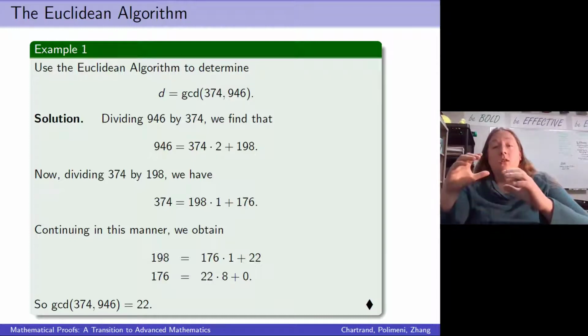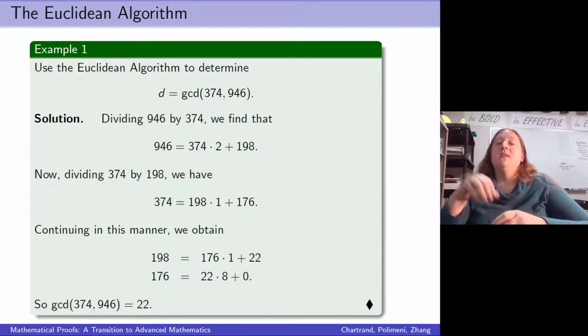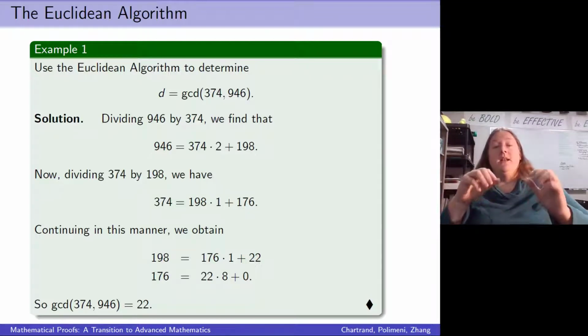So we'll take the larger of the two numbers that we want to find the GCD of, so 946 in this case, and we'll divide it by the smaller of the two numbers, 374 in this case. So when I do the division algorithm here, I get 946 equals 374 times 2 plus 198. Now, the lemma we just proved showed us that the GCD of 946 and 374 actually equals the GCD of 374 and 198.